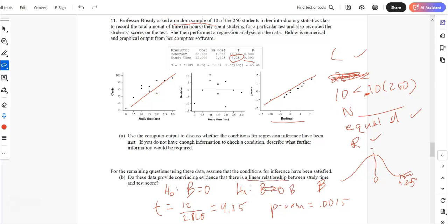So the alternate was actually not equal to, which means we don't have to divide this by 2. So it's 0.003 or whatever it says up here. So it would be two-sided. So that's something they had different in the answer key than I had done. I think that makes sense because they just said, is there a linear relationship? And they didn't really give us a direction in the question there.